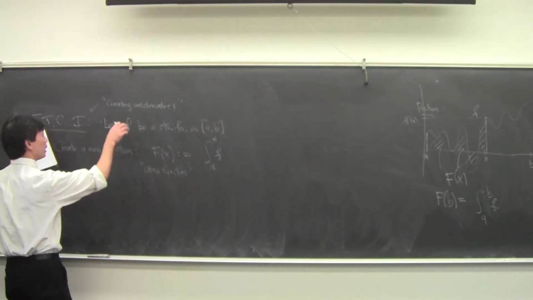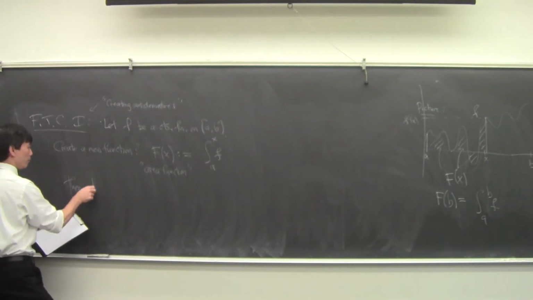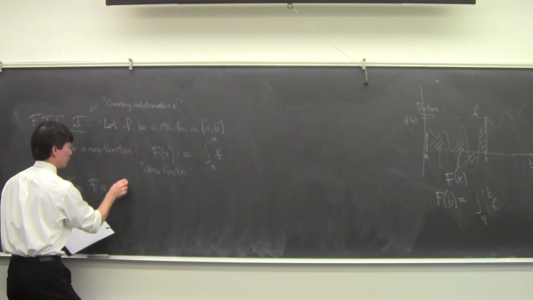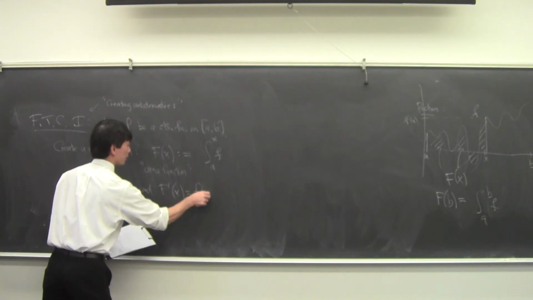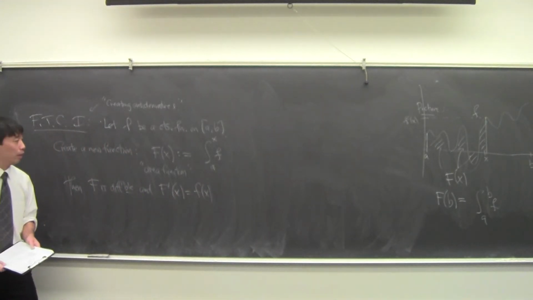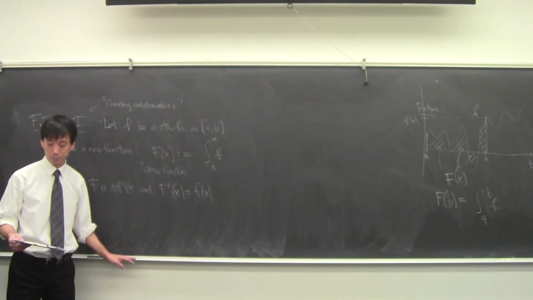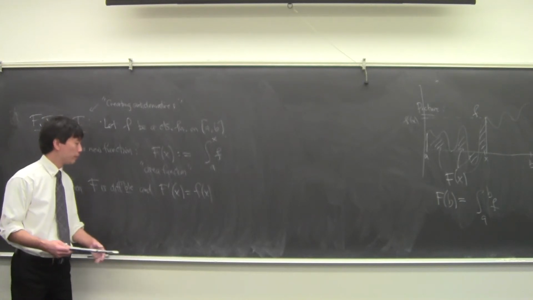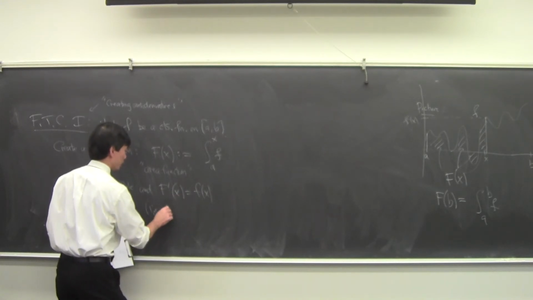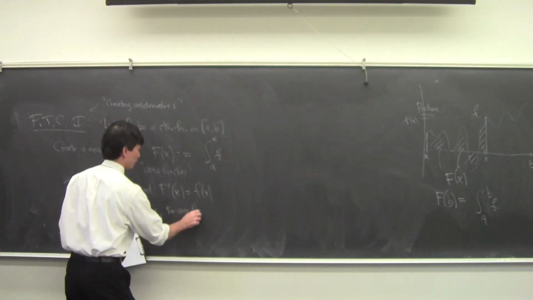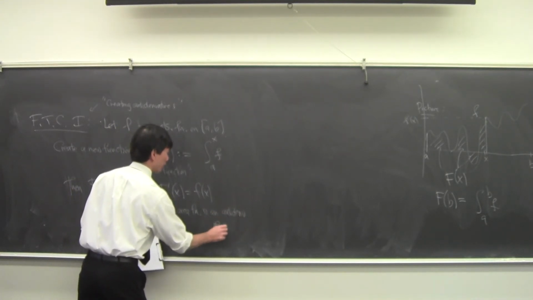So here's back to the theorem. You have a continuous function. You create this new area function guy. Then big F is differentiable, and its derivative is little f. The derivative of this area guy is actually the original function you started off with. In other words, big F, the area guy, is an antiderivative of little f.